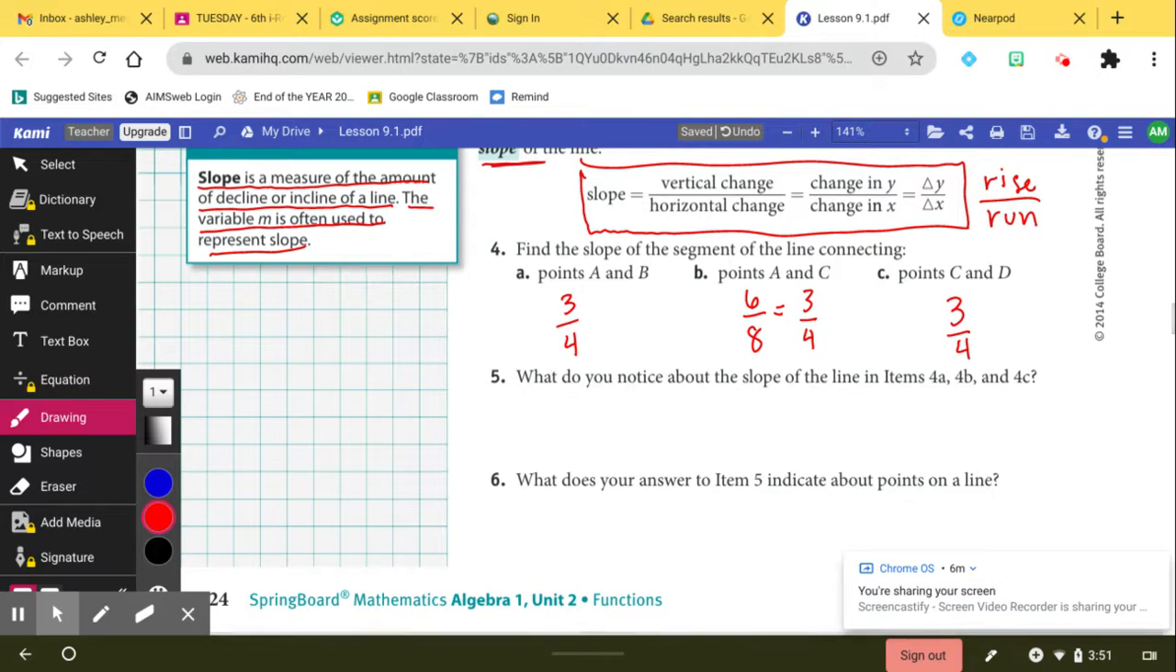So 5 says, what do you notice about the slopes of the line in 4A, 4B, and 4C? Well, they're all the same. The slopes are the same.